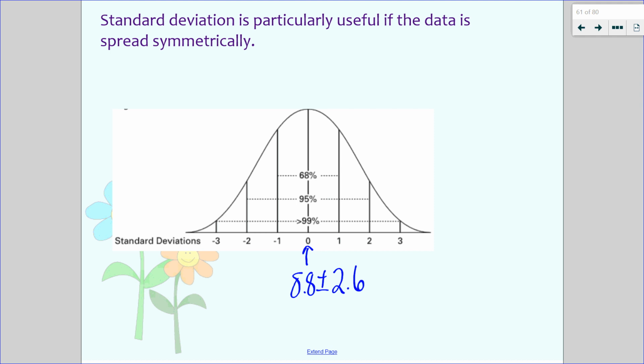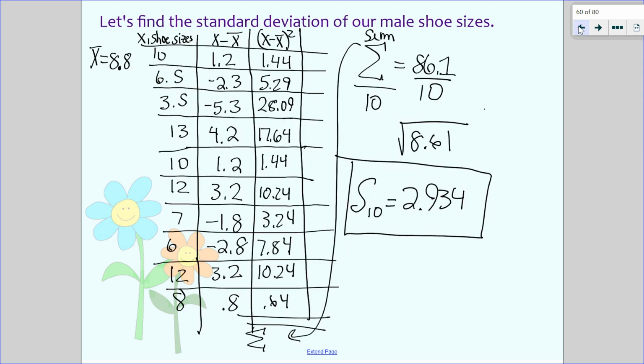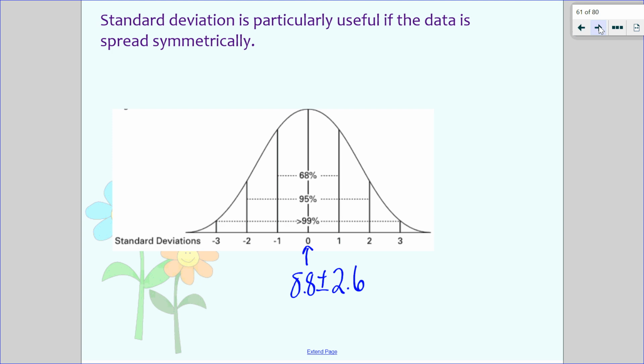So can someone do 8.8 plus 2.6? Oh, let's go back. Is it not 2.9? Oh, 2.9. Okay, nice try. Okay, so 8.8 plus or minus 2.9. So that's a shoe size of like approximately, if we add the 2.9, what do we get here?